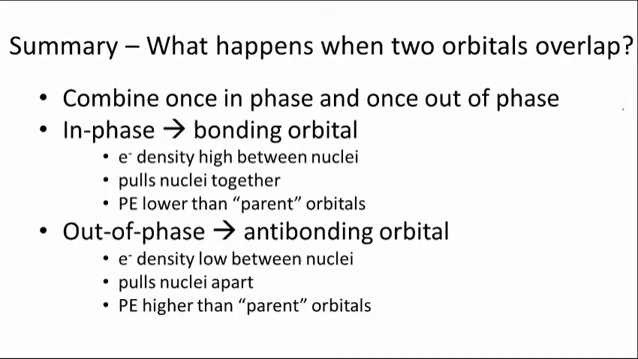So you make a bonding orbital that pulls the nuclei together. The potential energy is lower than the parent atomic orbitals. And when you overlap them out of phase, you make an antibonding orbital where the electron density is low between the two nuclei. So electrons in an antibonding orbital would pull the nuclei apart, and the potential energy for the antibonding orbital is higher than it was for the parents.